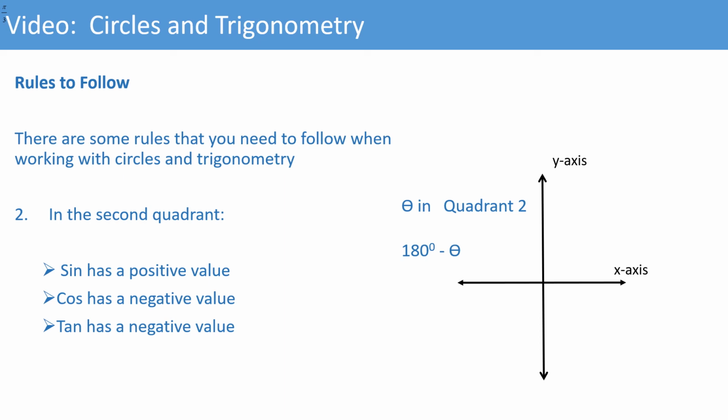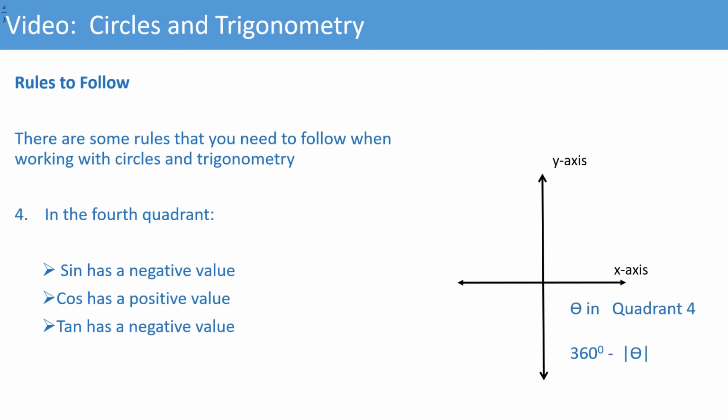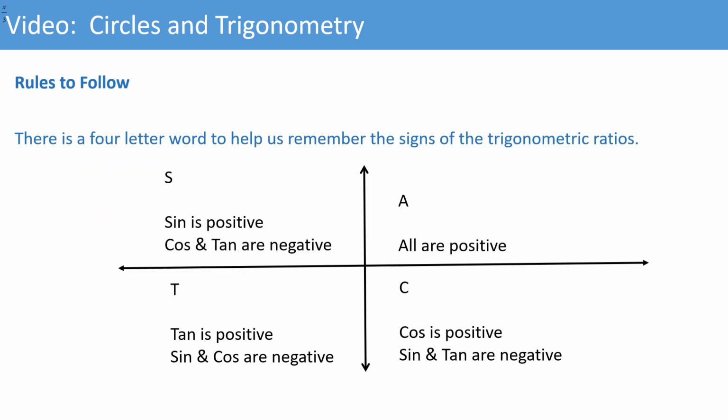In the third quadrant, sine is negative, cos is also negative, but tan is positive. In the third quadrant, you need to calculate the angles by taking 180 degrees plus theta. In the fourth quadrant, sine has a negative value, cos has a positive value, and tan has a negative value. We need to subtract the angle from 360.